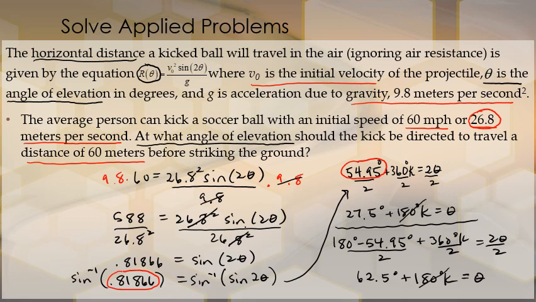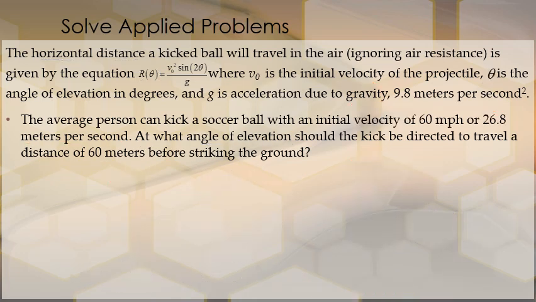So I would say at what angle of elevation should the kick be directed to travel a distance of 60 meters? I would say the kick should be directed either 27.5 degrees or 62.5 degrees. Okay, so we've answered the first part of this question.